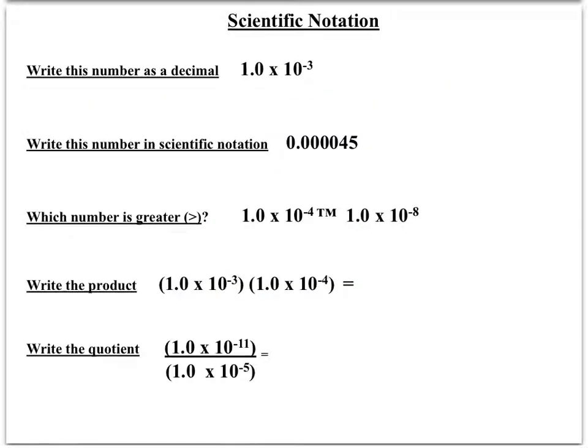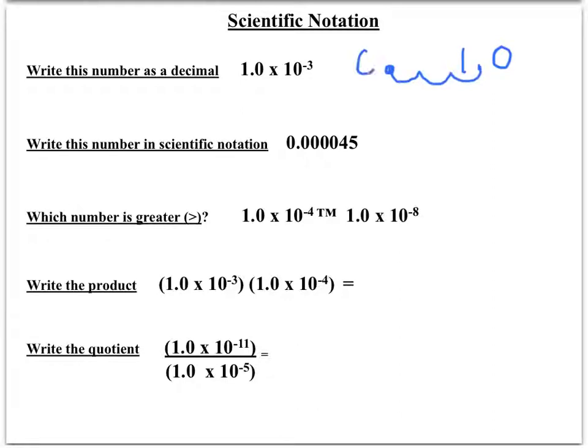In dealing with the concentrations of acids and bases, we find ourselves using scientific notation more than usual. Therefore, let's review quickly how scientific notation can be manipulated and/or calculated. The first one says, write this number as a decimal, 1.0 times 10 to the negative 3. In order to write that as a decimal, we're going to need to move the decimal 3 places to the left of where it is now.